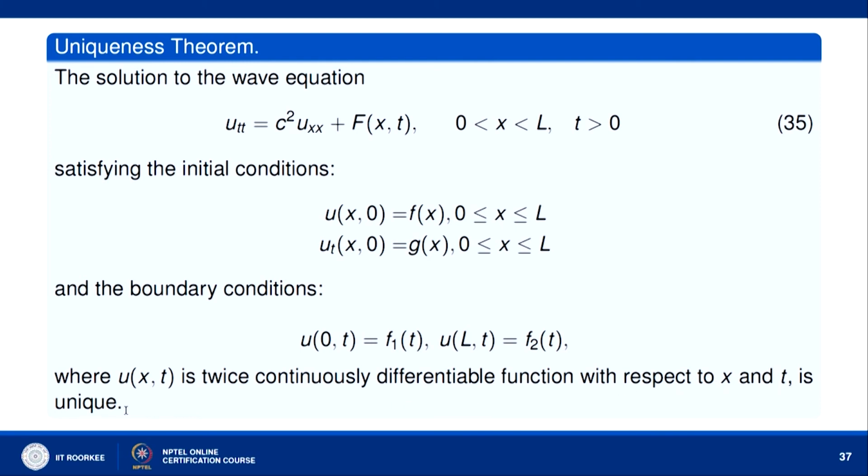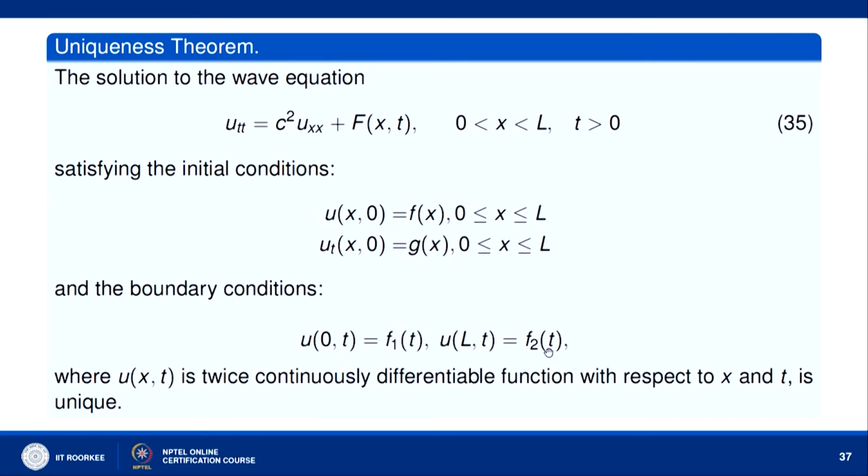Now, here you note down certain things. Here we are writing this function f of x, t. It means that we are also considering the external force. It means that the string is not just left with initial displacement f of x and initial velocity g of x, but for every x and t we are also applying an external force which is given as f of x, t.